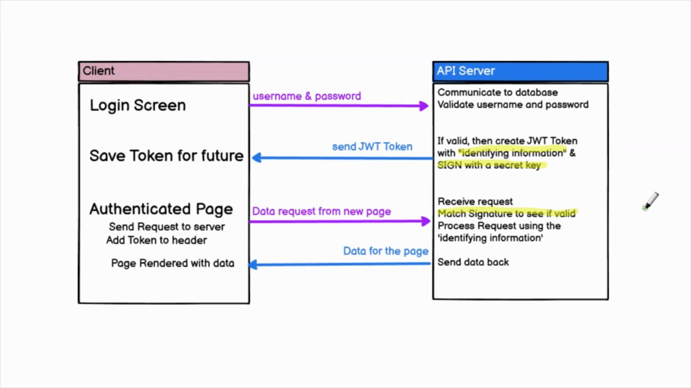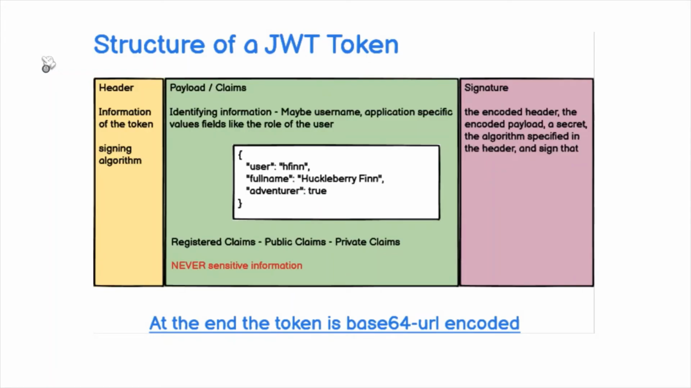To understand how this communication works and how it's made secure, it's very important to understand how a JWT token is structured. Then we can go into the details of how we can create and use them. A JWT token has three components: the header, the payload, and the signature. The header contains information about the token, like the token type and the signing algorithm.